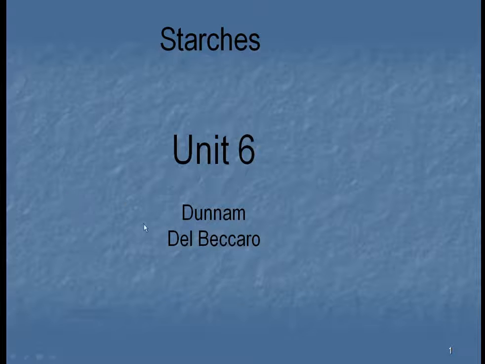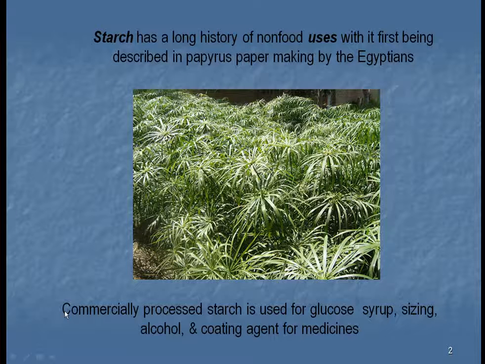Welcome to Unit 6, all about starches. In this particular chapter, we're going to look at starches in many different forms to see how humans interact with them. Starches involve more than just food. Some of the earliest known uses besides food included this papyrus right here.